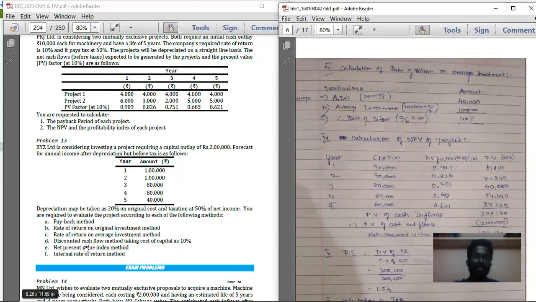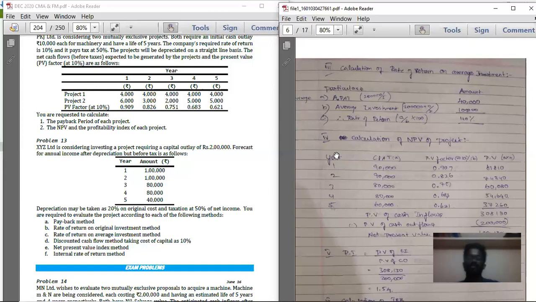Here they have given discounted cash flow method, which is nothing but net present value method, that is NPV method. Below that again they have given NPV index method. So NPV index method is nothing but profitability index method, which we have seen next to the NPV method. If you are thinking, okay, they have already asked NPV, then what is this discounted cash flow? They are confusing us. Simply, discounted cash flow method is net present value method, and net present value index method is nothing but profitability index method.